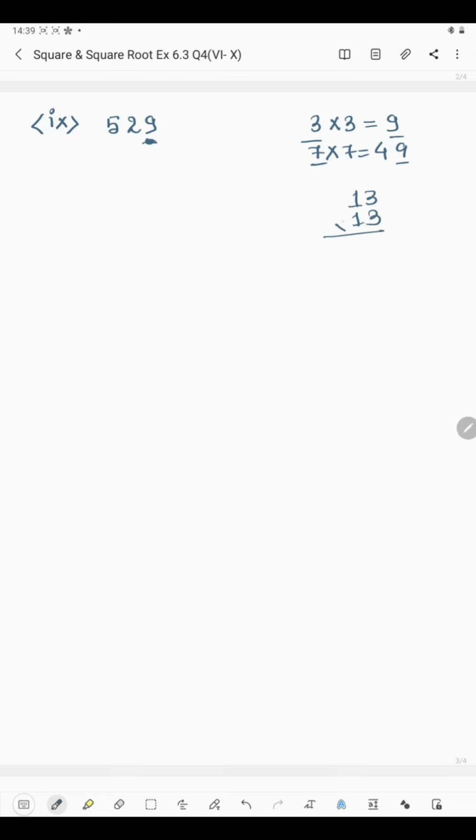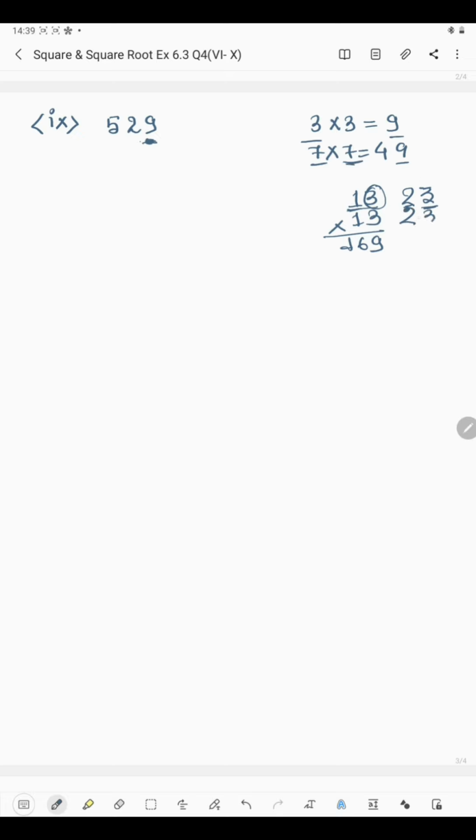So 13 13s are 169. Okay, and here we need 529. So we will take 3 at ones place, but instead of taking 1, we will take 2 in place of 1 now, and then we will check, because the last digit should be 3 or 7. Okay, so this will remain the same.